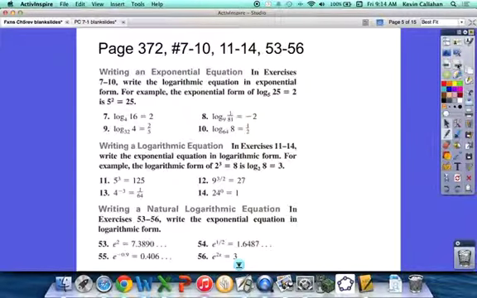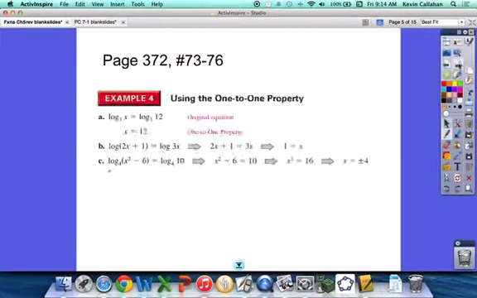Now you've got e involved. Write the exponential equation in logarithmic form: ln of 1.6487 equals 1/2. Use the one-to-one property for logarithms. Make it one log on the left equals the log of the same base on the right, and then make an equation out of what's inside. What's inside is called the argument.